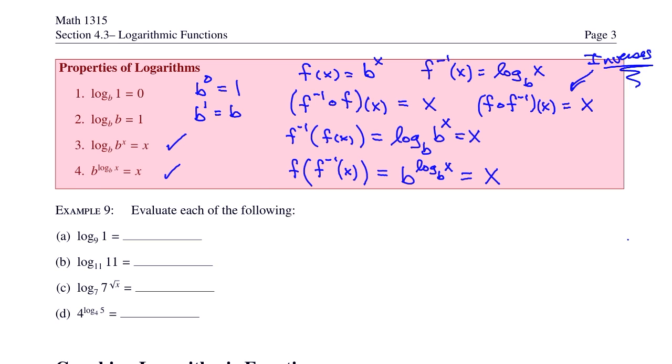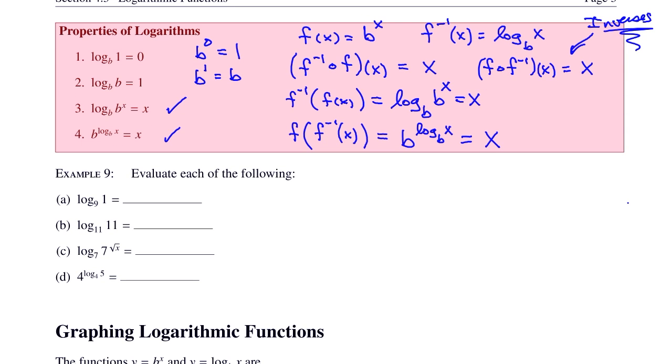Let's use these properties and solve problems in example 9. A, log base 9 of 1. So the log in any base of 1 is always equal to 0. That's property number 1.